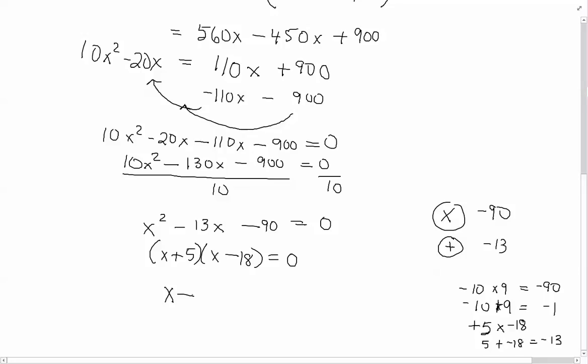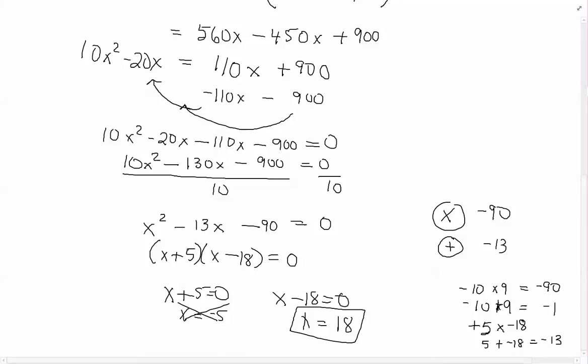This gives me x plus 5 equals 0. x then is equal to negative 5. This is not permissible. x minus 18 equals 0. That gives me x is equal to 18. And 18 is the number of t-shirts in a case.